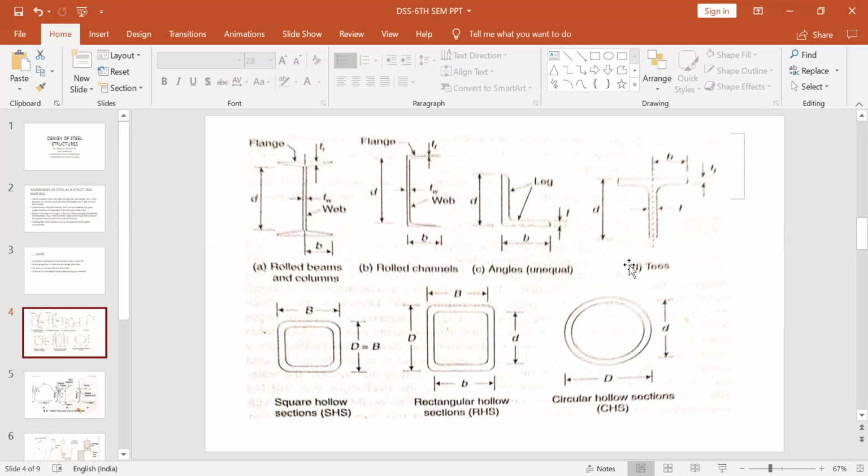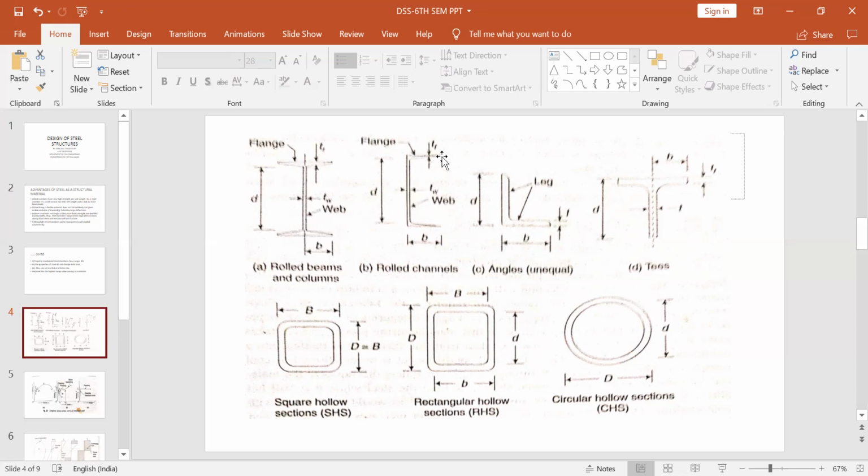So these are some of the sections that are being used. First is the I section. This is the most commonly used section. This is used in columns, in compression members, as well as in beams, designing of beams or girders. So this is the flange. Flange has a thickness of TF. This is the web, and the web has a thickness of TW. And this is the lower flange. This is the I section.